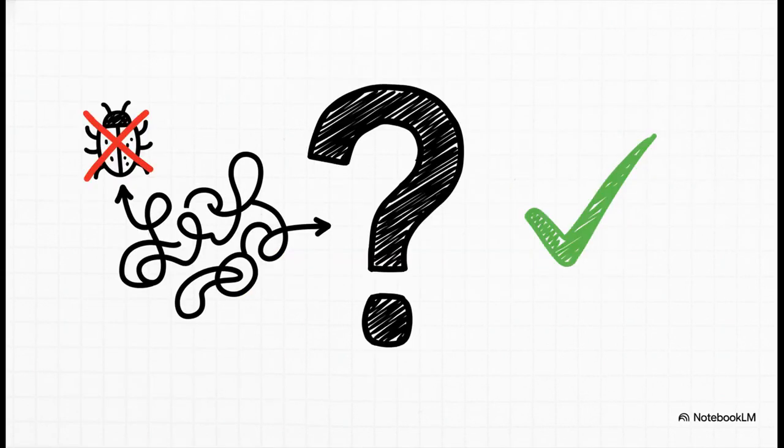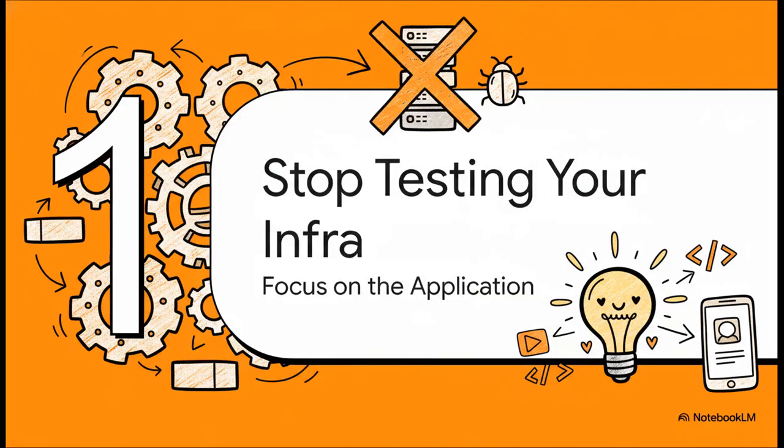Because what if I told you that a lot of the most common ways of testing Ansible playbooks are actually based on a fundamental misunderstanding of how Ansible is even supposed to work? All right, here's the first and most critical shift in thinking you need to make. Stop testing what Ansible is already designed to guarantee. The tool itself is the test for your infrastructure state.